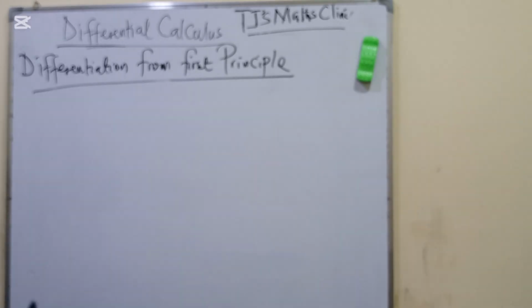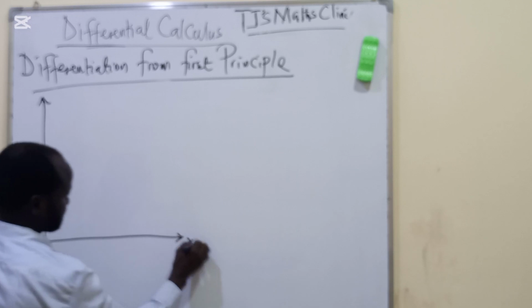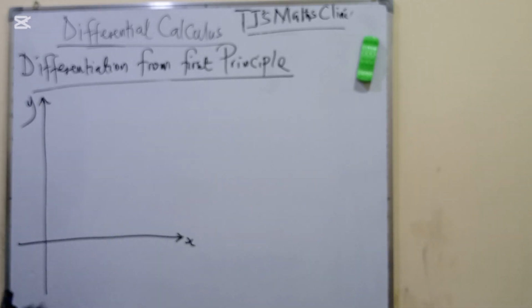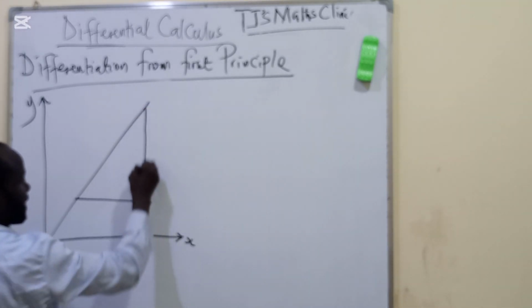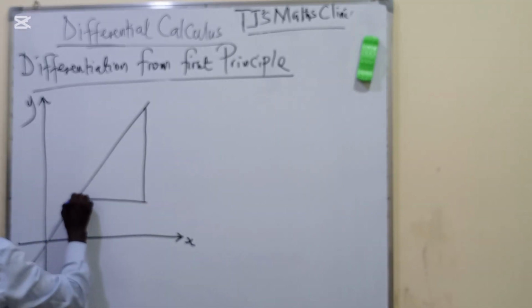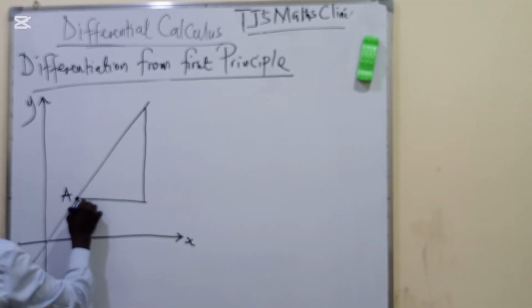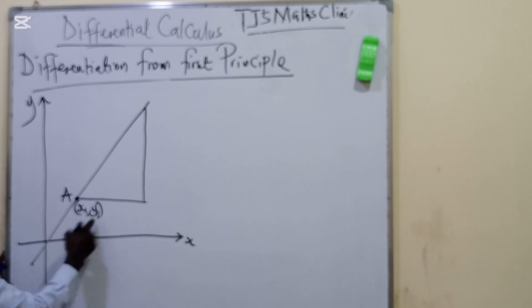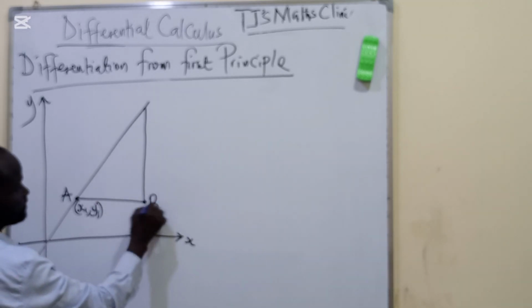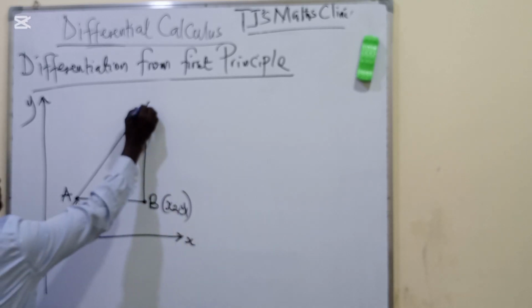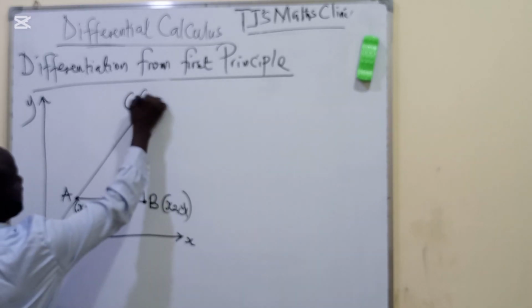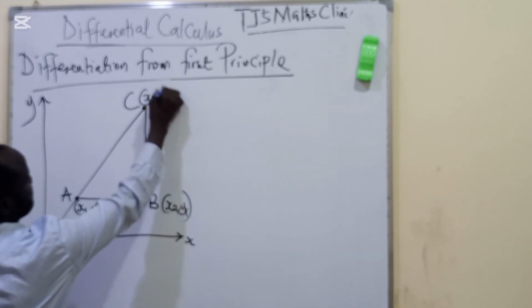Suppose we have our Cartesian plane where we have the x-axis and y-axis. Suppose we are trying to find the slope of this straight line. Let the coordinate here be A, which is x1, y1. The coordinate here, let it be B, that is x2, y1. Of course, let the coordinate here be C, which is x2, y2.